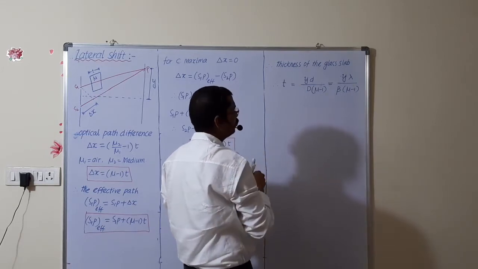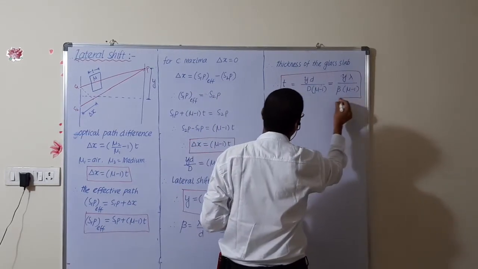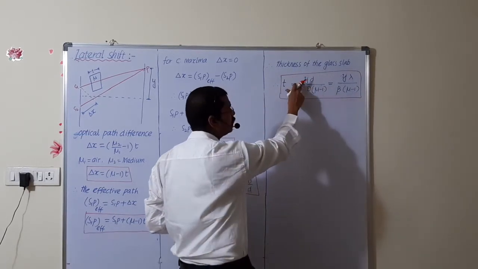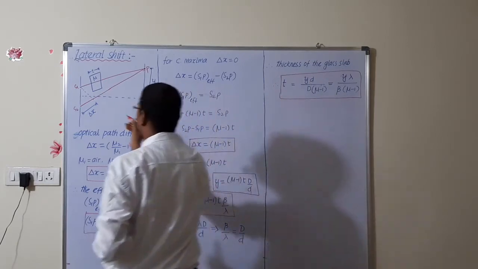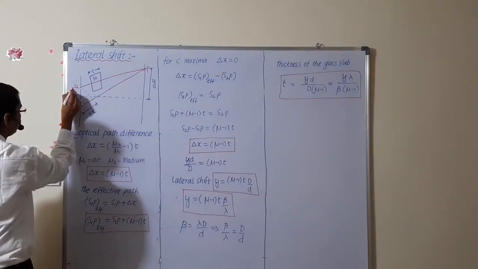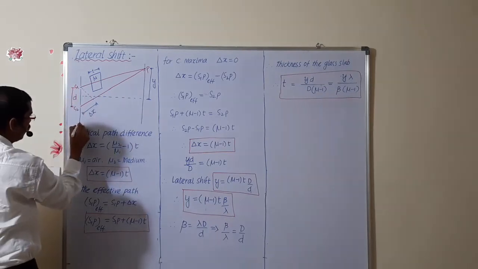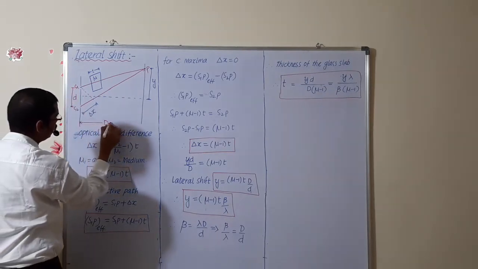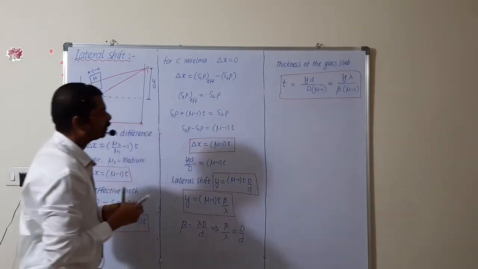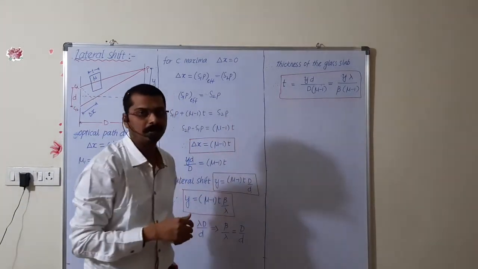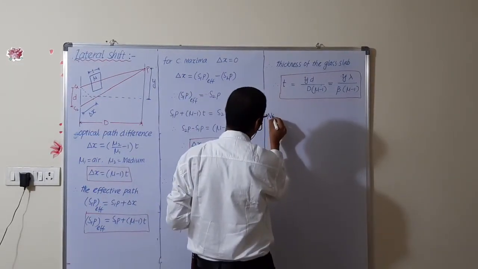To find the thickness of the glass slab, we can use this formula. Here y is the position displacement, the shift, small d is the distance between the two slits, and capital D is the distance between the screen and the slits. The thickness of the glass plate, we got it. Now let us discuss some note points.